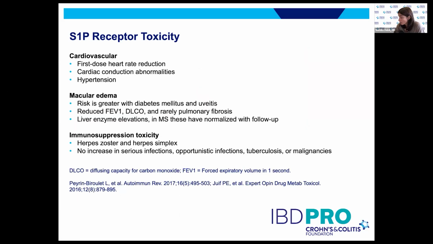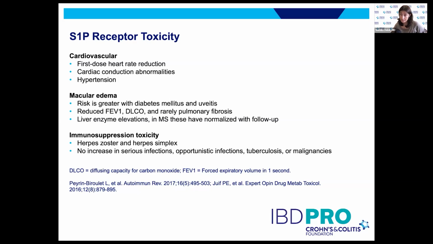So, things to know about risk factors for S1P receptor modulators. There is this first dose heart rate reduction. The receptor for this drug is found in the heart, so it can lower the heart rate. Macular edema, that risk is greater for patients with diabetes and uveitis, so you do need to make sure they have an eye exam before they start. It's also higher risk in patients with a reduced FEV1, DLCO, and rarely pulmonary fibrosis.